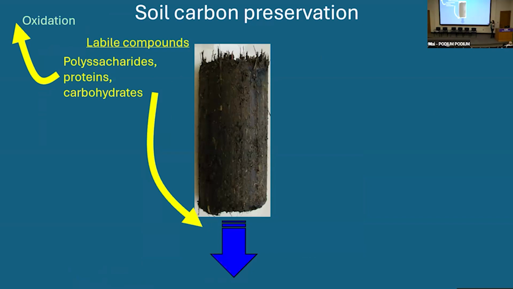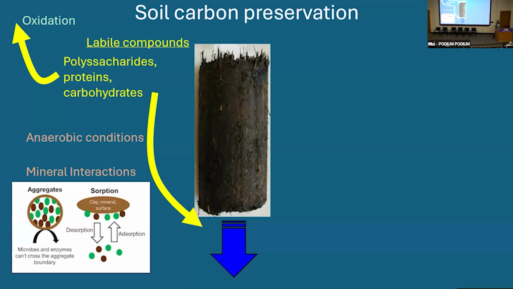So in a very simplistic way, we can think of the carbon that's accumulating in the soil as either being easily decomposed or made up of labile compounds, or more refractory or recalcitrant carbon. The labile compounds are things like polysaccharides, proteins, carbohydrates that are easily decomposed, most of which is considered to be oxidized, but some of which can be preserved in wetland soil, particularly because wetlands are anaerobic, and so there's a lack of oxygen. This can slow decomposition and allow for some preservation of labile carbon.